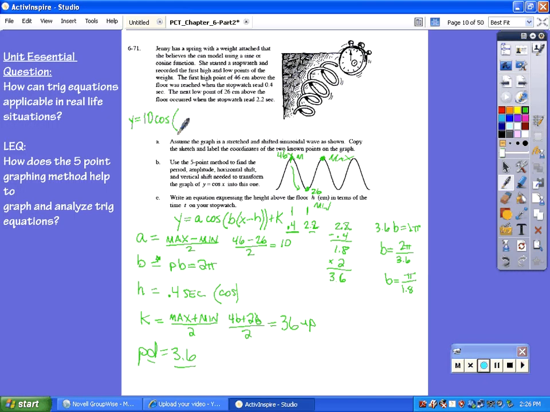cosine of pi over 1.8 times t, and we had a right shift of 0.4, so that's minus 0.4, plus 36. And there you go. That's what we're trying to get to. And we're going to do an entire section on that in the next few days.